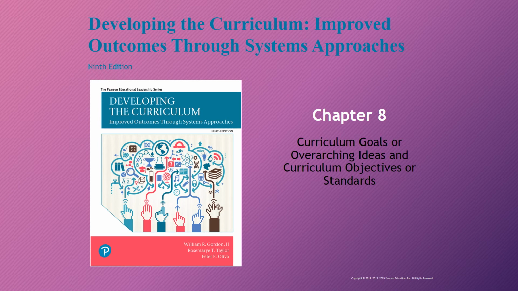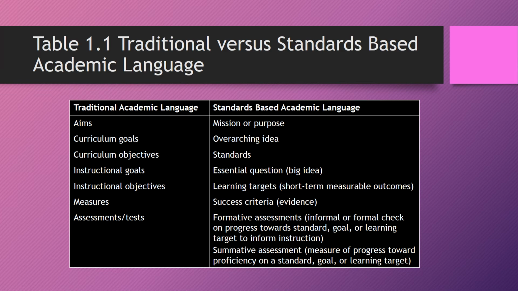In Chapter 8, we discuss curriculum goals and overarching ideas and objectives and standards. This is very, very important to us who are in the classroom at this point. First thing I wanted to show you is this table of traditional versus standards-based academic language. So really your traditional language was used, I would say, in the early 90s, maybe even up through like 94-ish and back. So those were the terms that were used, and now what we are using.